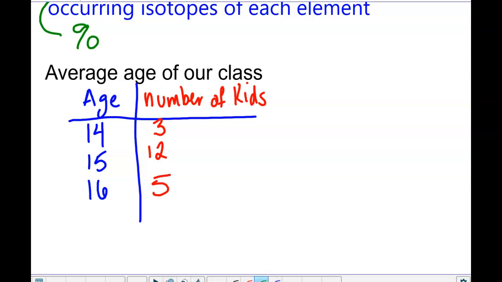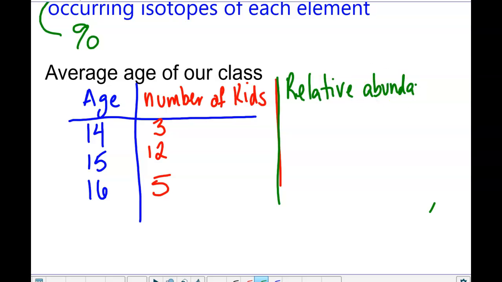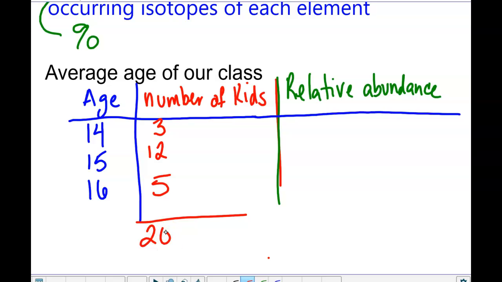When we have relative abundance, so abundance means how much you have. If something is abundant, it has a lot. If something is scarce, it has a small amount. Very often this happens where the term and the positive version of that term have kind of the same idea behind them, the same term. So if we have 3 plus 12 plus 5, that means that we have 20 kids in the class, right?